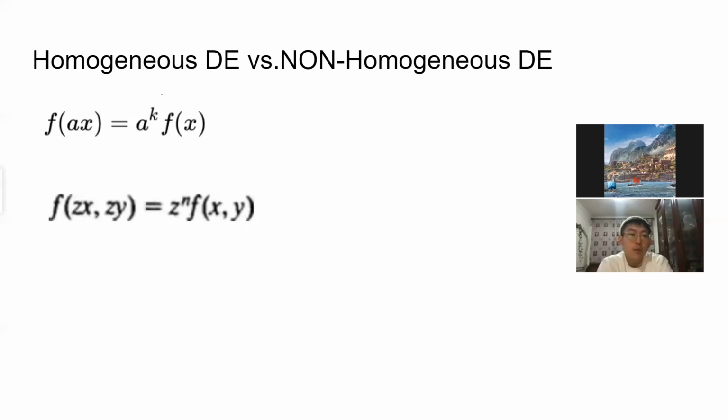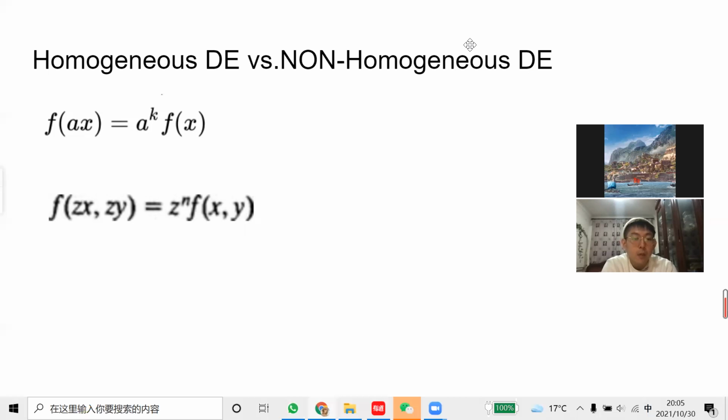There is a second method to find homogeneous DE. The equation is f of ax equals a to the power of k multiplied by f of x. And in the same way, f of zx, zy equals z to the power of n multiplied by f of x, y. Next page, please.